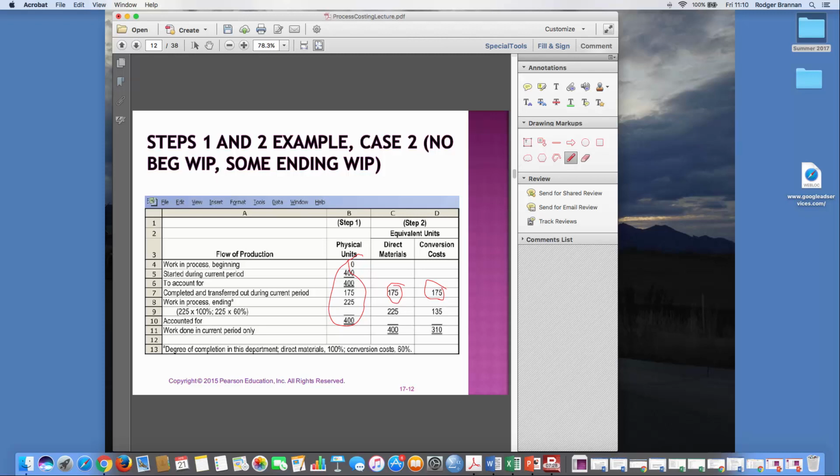Now, ending inventory is sitting there with 225 things in it. And because I'm adding materials at the beginning, it's done with respect to materials. But in this case, they tell me that the estimation is ending inventory is only maybe 60% done. So if I take the 225 times the 60%, that gives me the equivalent units of 135. So I add these up, I get 400 and 310. Yes, it's not unusual to find that you will have different equivalent units, and that's perfectly normal. In fact, it would be unusual to see that I would have the same equivalent units.